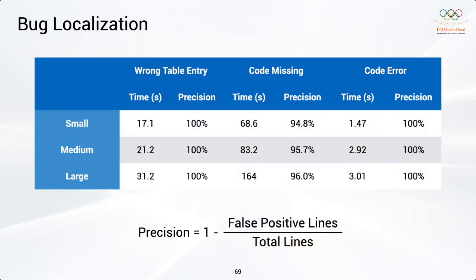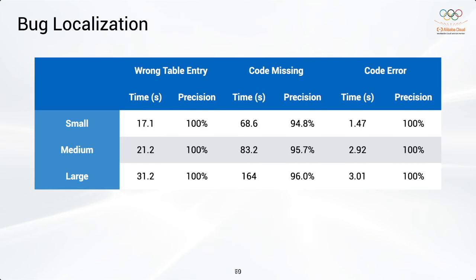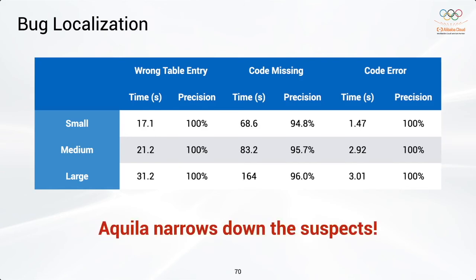Next, we use 3 programs with different scales to evaluate Aquila's bug localization algorithms. We injected 3 kinds of bugs, including wrong table entry, code missing, and code error. Results show that Aquila can localize all these bugs within several minutes and narrow down the suspects.